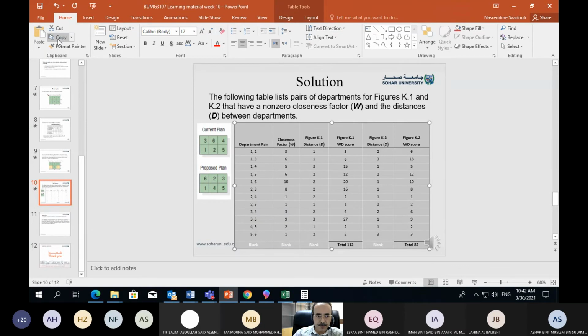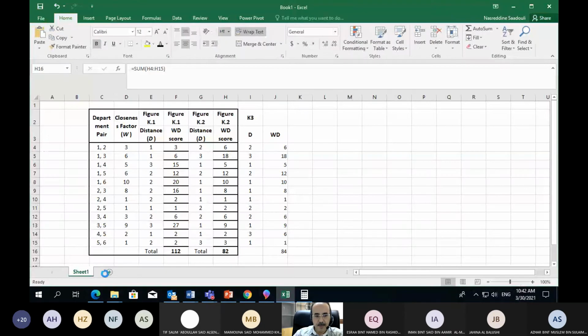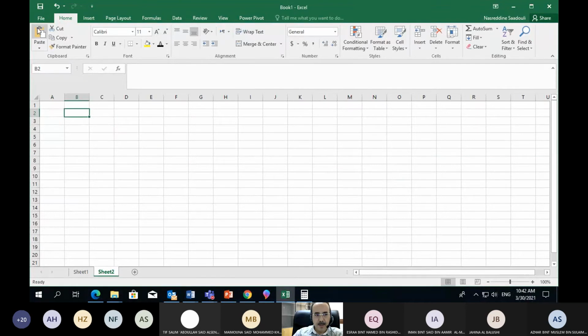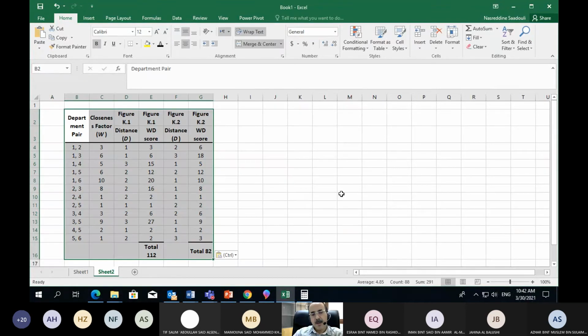Before we look at the practice exercise, here's one thing that we want to do. How about, first of all, doing this in Excel? How can we do this in Excel? All right, now, distances.